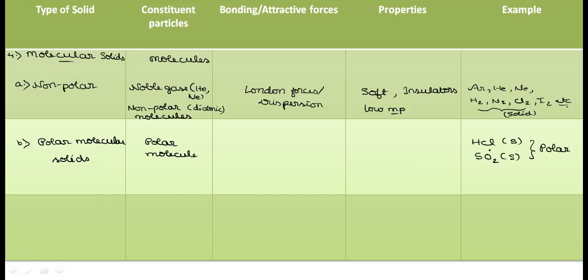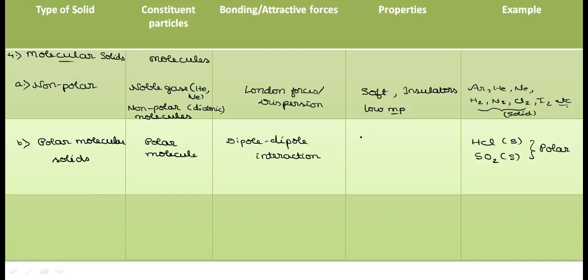So there will be a permanent dipole moment between the molecules. That is, in the molecule, the bond has a permanent polarity. As a result, the attractive force formed between two polar molecules is, as we know, dipole-dipole interactions. This we learned in states of matter in detail. You can recall the information. Dipole-dipole interaction will hold the polar molecules together.